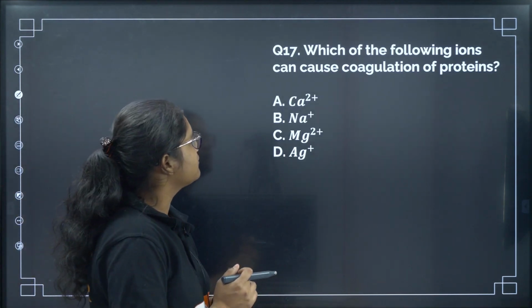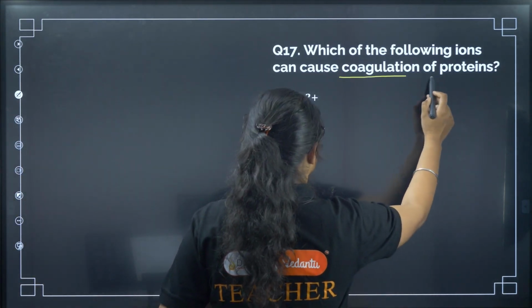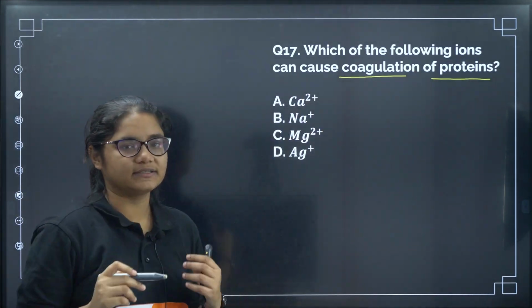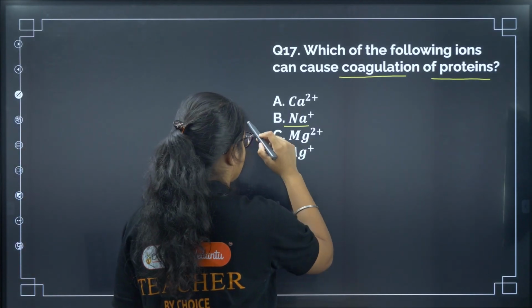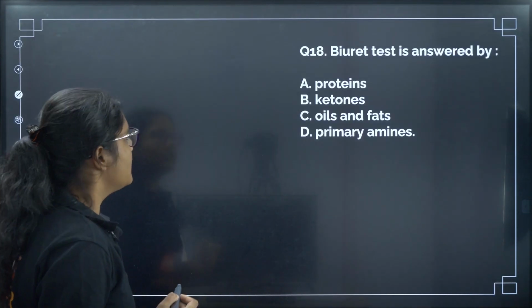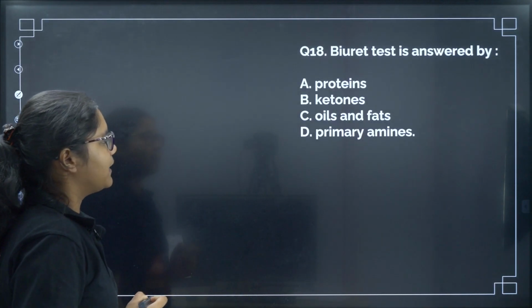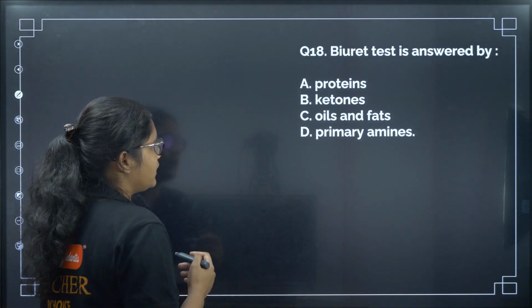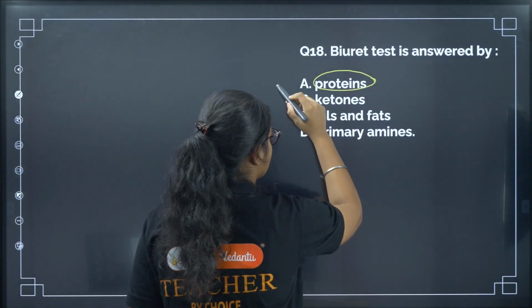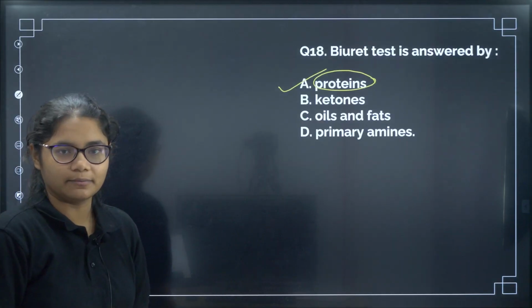Okay. Next, which of the following ions can cause the coagulation of protein? Again, coagulation of protein is caused by sodium ion. So correct answer is option number B. Next, the biuret test is answered by. Okay, if you see here, the biuret test is a test for proteins. So correct answer for this question is option number A.